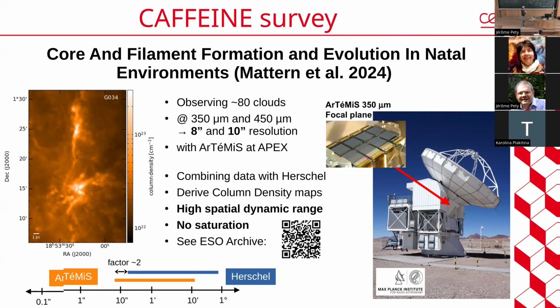Most of this data is publicly available on the ESO archive by now. An advantage is that we can correct for saturation effects that you see in the Herschel data. But obviously, this is still not enough resolution.